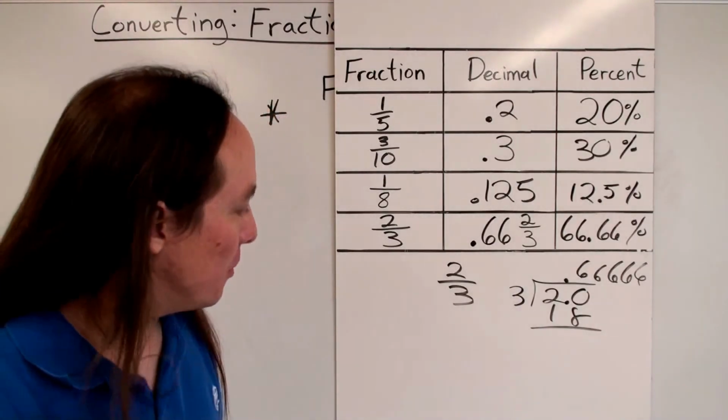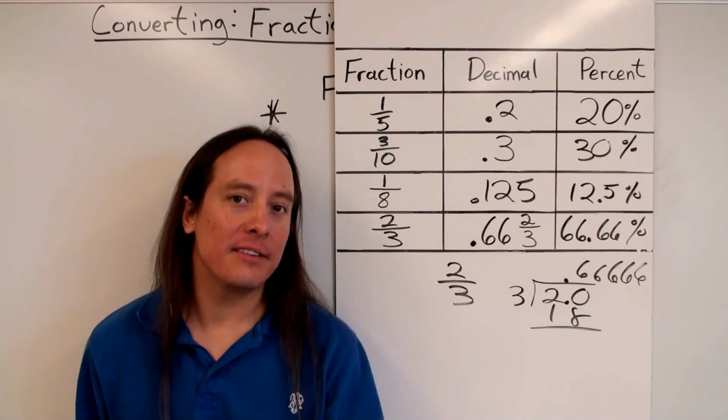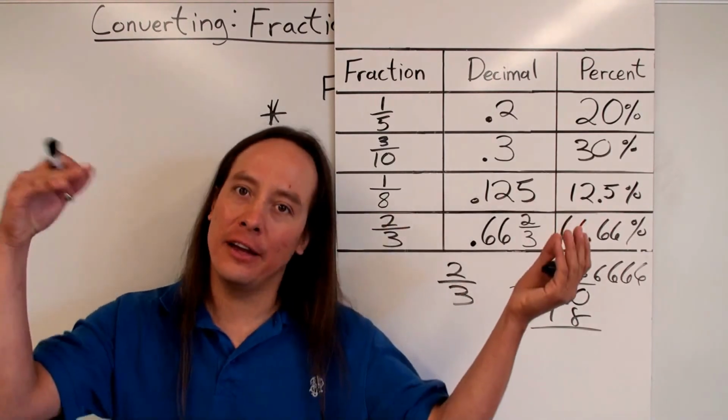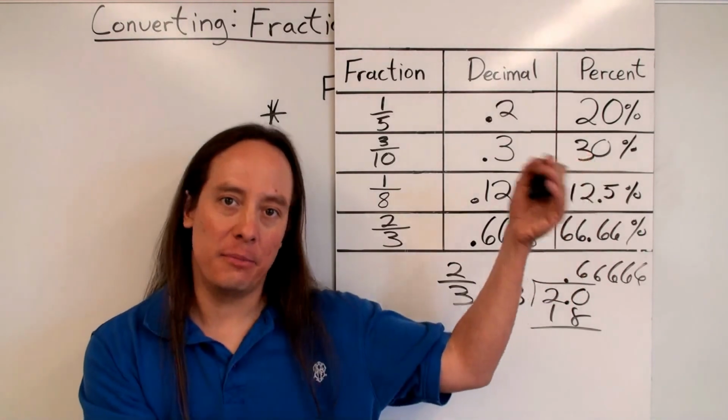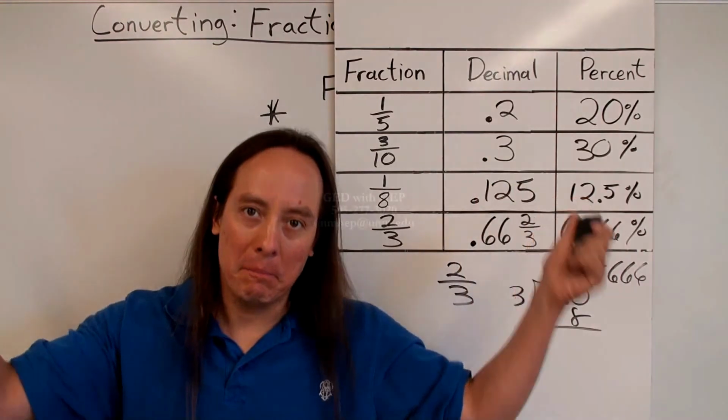Okay? So good luck. I mean, that's basically how you do these conversions. Remember that the decimal is always in the middle. Okay? So if you want to get from a fraction to a percent, you got to go through the decimal, and vice versa. Percent to fraction, you got to go through the decimal. And the decimal can go either way. Okay?